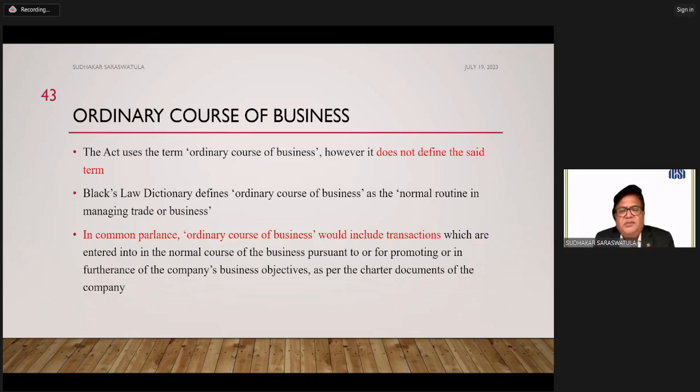And maybe sometimes, in the related party transaction policy, who will determine the ordinary course of business? It is basically the audit committee which has to do that, for which the guidelines are to be provided under the related party transaction policy.